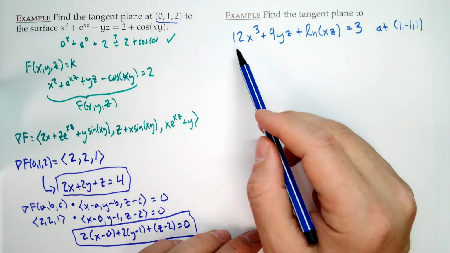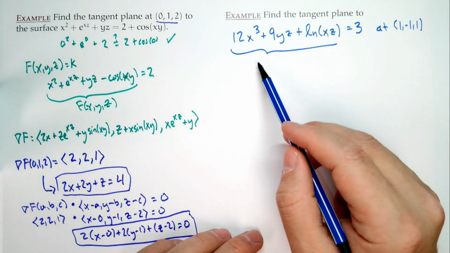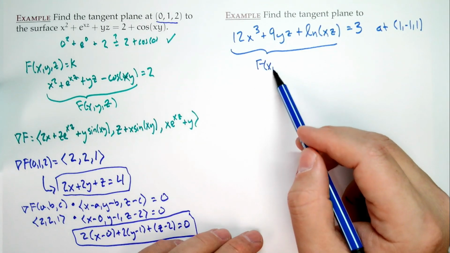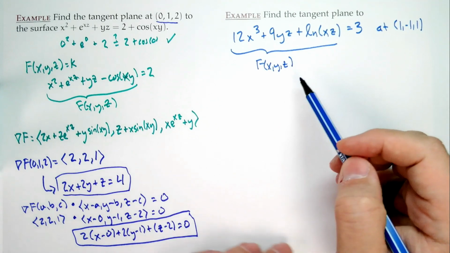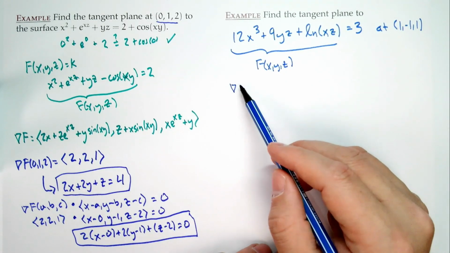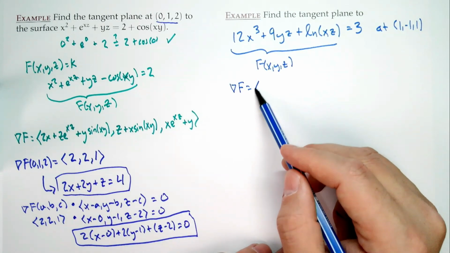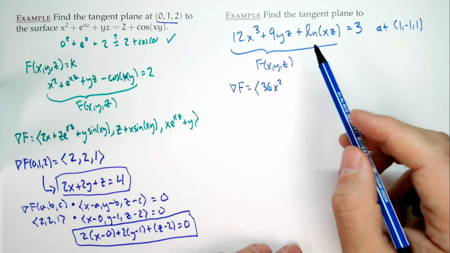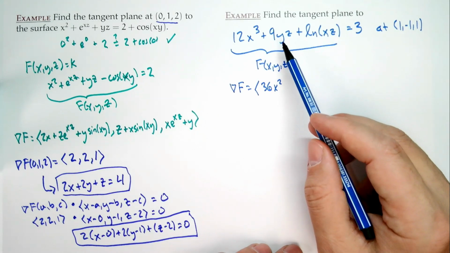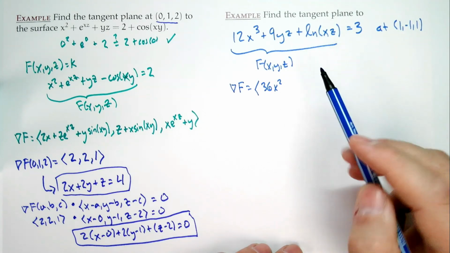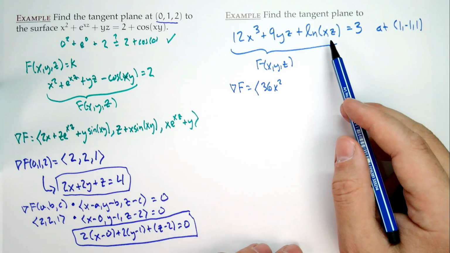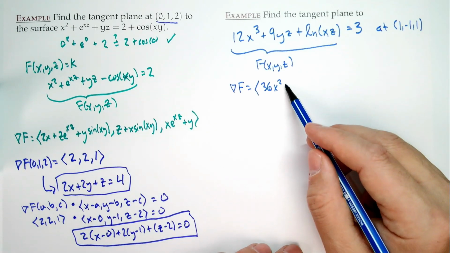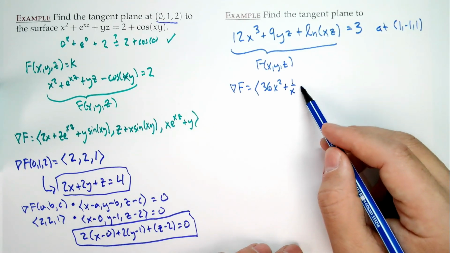And now it's in really good form, easy for us to work with. This is our capital F of x, y, z. And so we can say, find the gradient of f. And what would that be? Well, 36x squared. There's no x in the second term. And in the last term, well, it's 1 over xz times z, which simplifies to 1 over x.